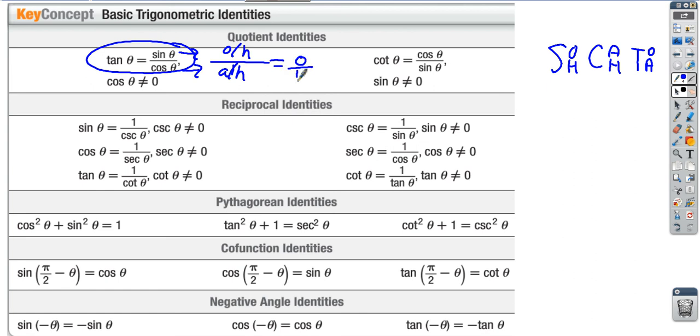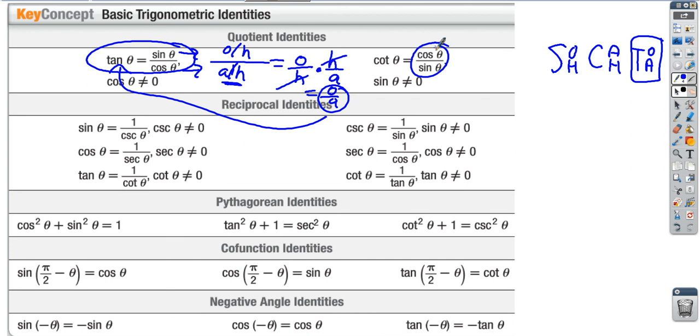Dividing by this fraction right here is the same as multiplying by its reciprocal. And if you did that, the h's would cancel and you would get opposite over adjacent. What's another name for opposite over adjacent? That's the same thing as tangent, right? That's what TOA means. Tangent is opposite over adjacent. Cotangent is the reciprocal of tangent. So you just take sine over cosine, you flip it over.